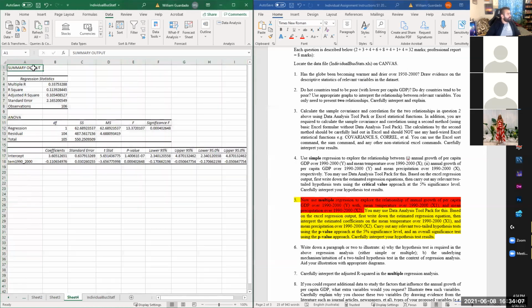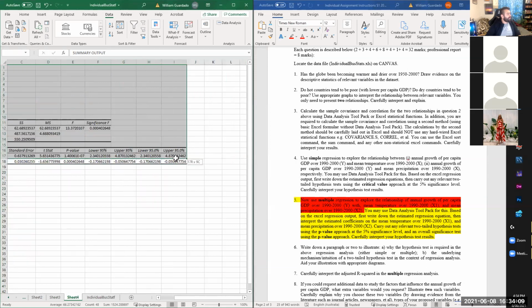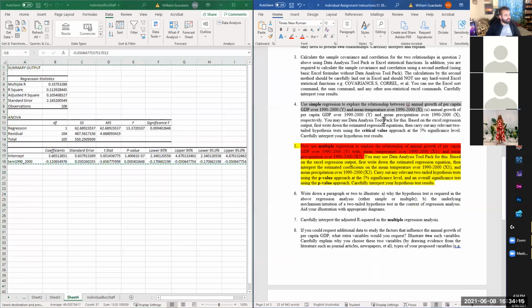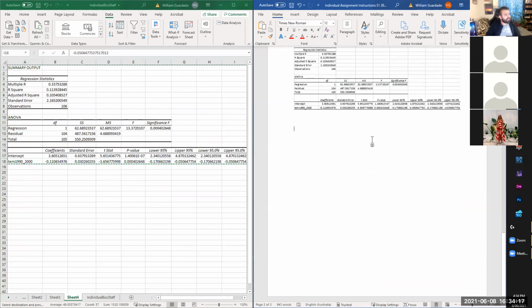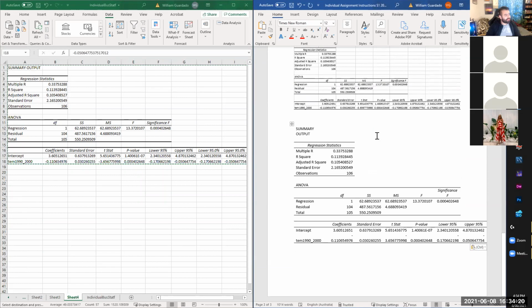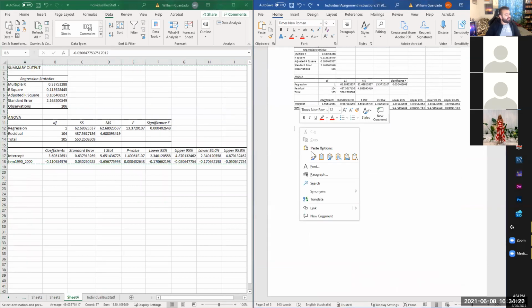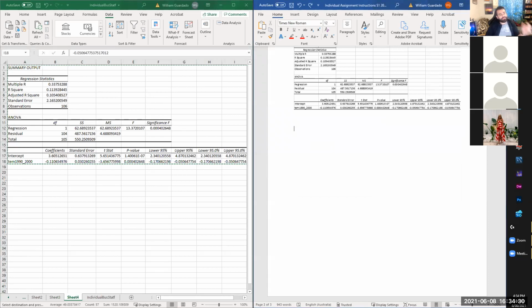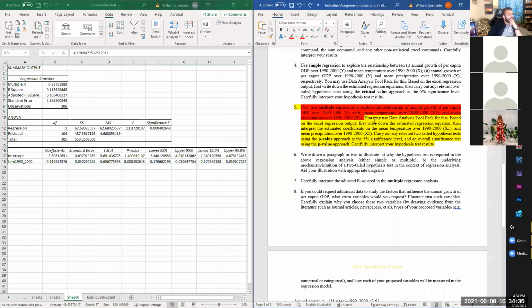And I'll show you a little trick for how to copy this into your document. A lot of people just do a copy and paste and it looks bad. You can paste it as a picture, and that'll save a lot of space. If anybody's not following, just let me know. Okay, we just did that, so that's what you need to include in your report.